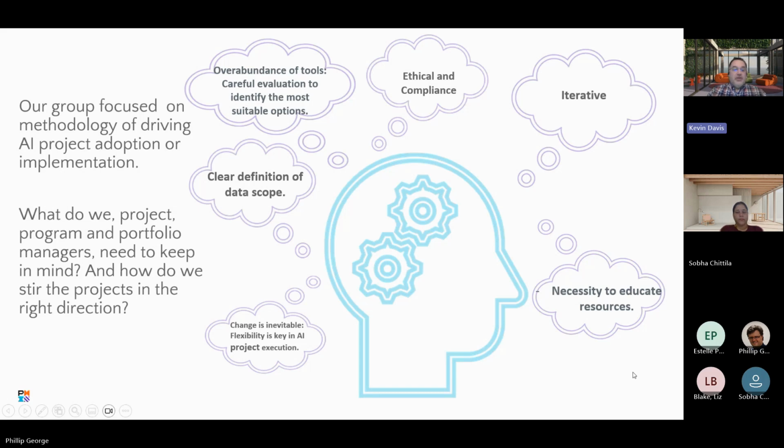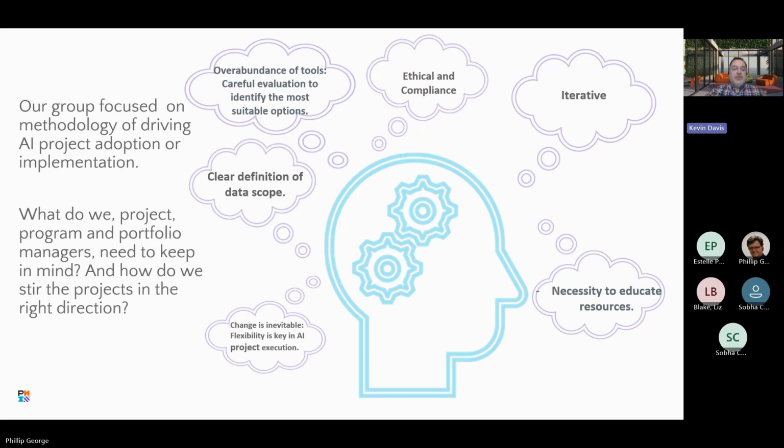As you see, a brainstorm: an overabundance of tools, requiring careful evaluation to identify the most suitable options. Is it ethical and compliant? It's iterative, with the necessity to educate resources. Is change inevitable? Flexibility is key in AI. And of course, we need a clear definition of data scope. Next slide, please.